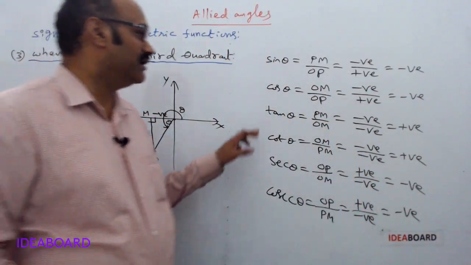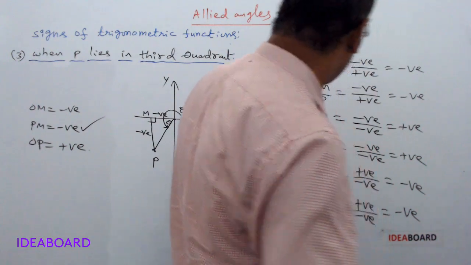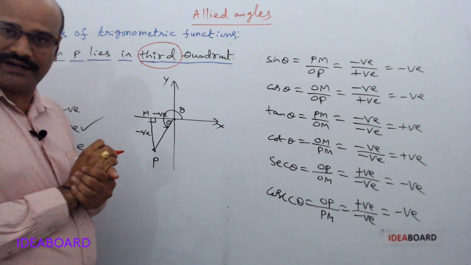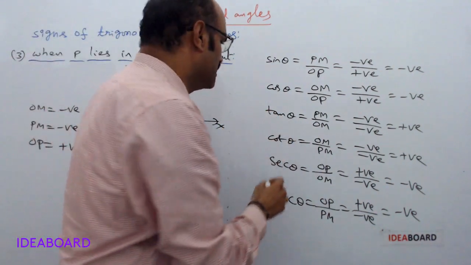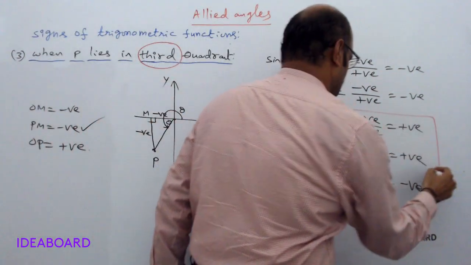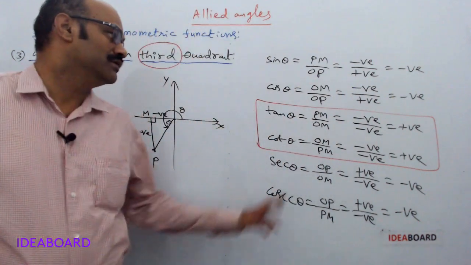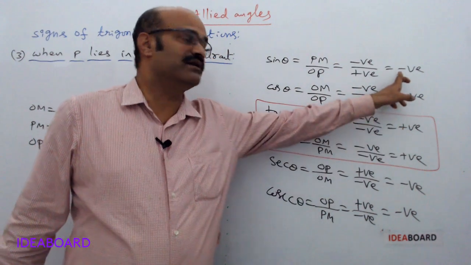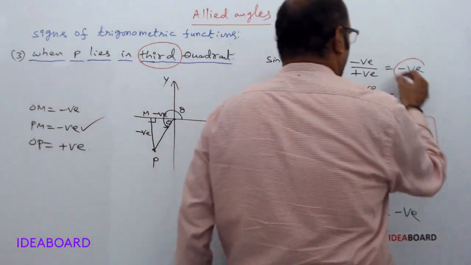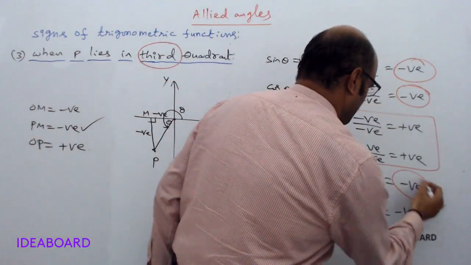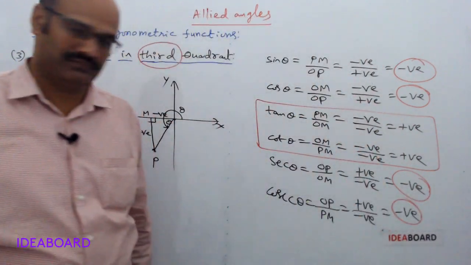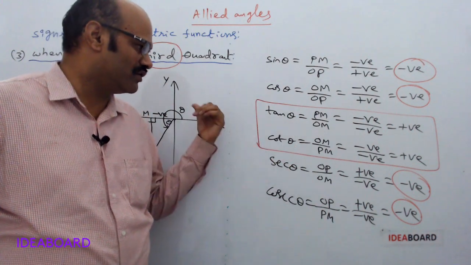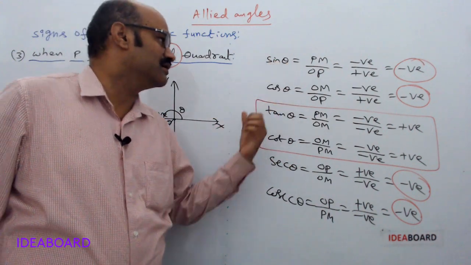So finally we conclude that in the third quadrant, tan theta and cot theta are positive. Only tan and cot are positive. The remaining trigonometric ratios are negative. So we conclude that tan and cot are positive in the third quadrant, and the remaining two ratios are negative.